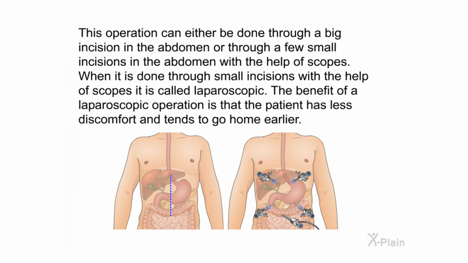This operation can either be done through a big incision in the abdomen or through a few small incisions in the abdomen with the help of scopes. When it is done through small incisions with the help of scopes, it is called laparoscopic. The benefit of a laparoscopic operation is that the patient has less discomfort and tends to go home earlier.